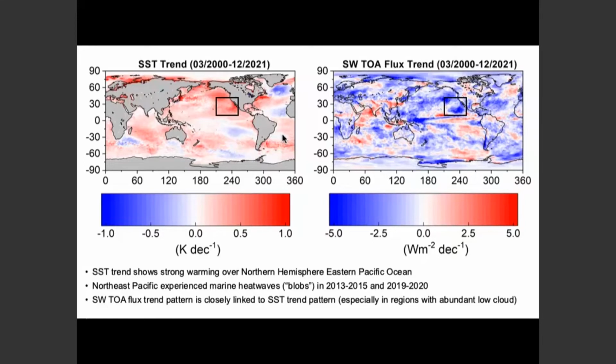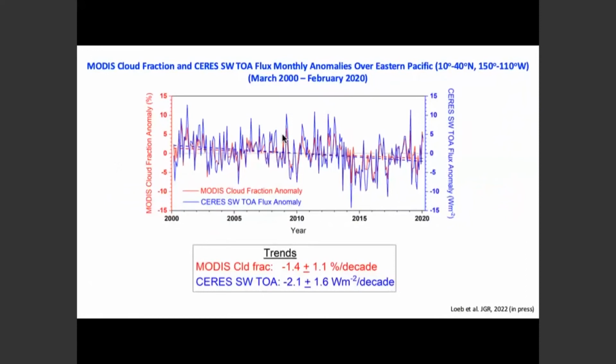But beyond that, there's a lot of other areas where you're seeing positive trends in SST that coincide with negative trends in shortwave TOA flux. So there's a real connection between these two. We also had interesting events. We had these marine heat waves, these blobs in 2013 to 2015, and then another one in 2019 to 2020. So that's sort of the spatial pattern of the shortwave flux trends and the SST trends.